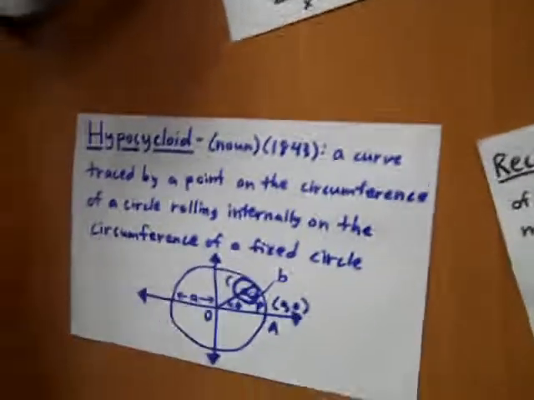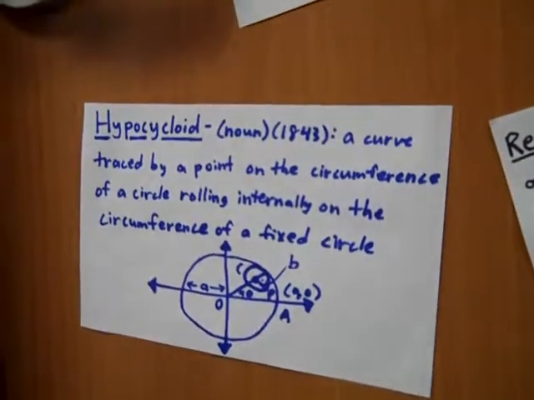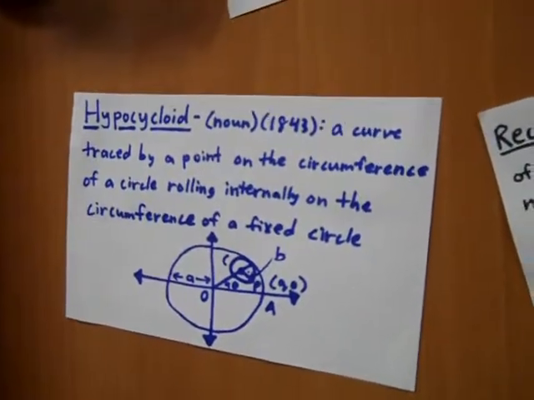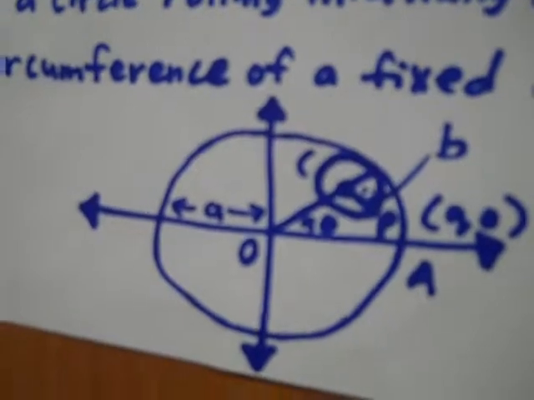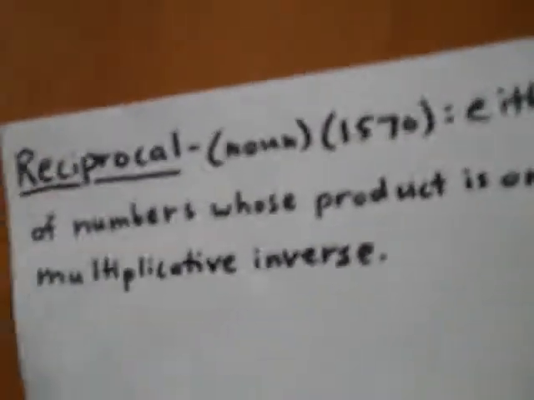It's a noun in 1843. It's a curve traced by a point on the circumference of a circle rolling internally on the circumference of a fixed circle. And that's an illustration of the hypocycloid. And then the next one we did was a reciprocal.